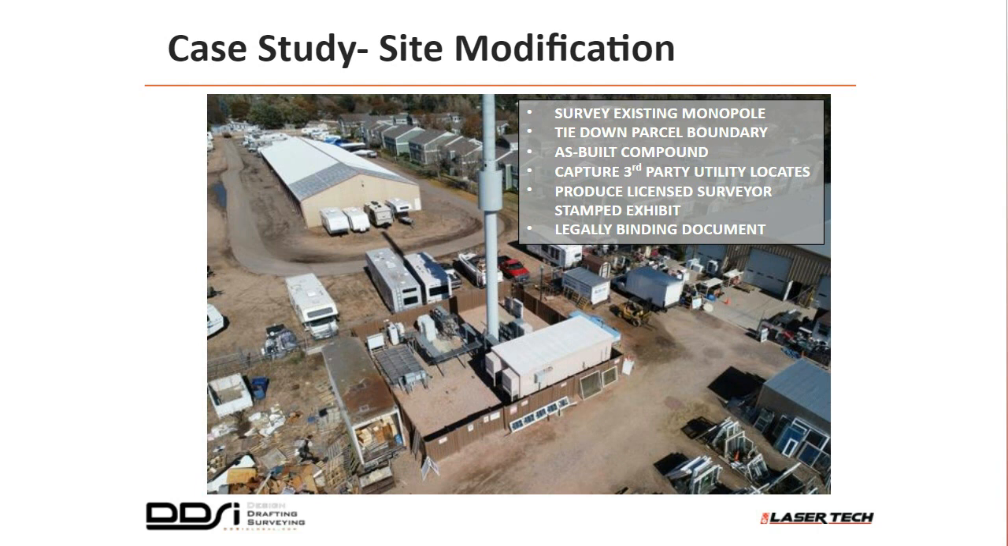And the statement of the scope of work for this type of project is essentially we need to survey the existing monopole. We're tying down the parcel boundary. We need to as-built the compound that we can see down there, and we're capturing all the third-party utility locates that are going to come into play here in a second.